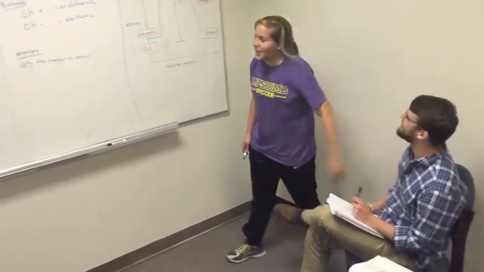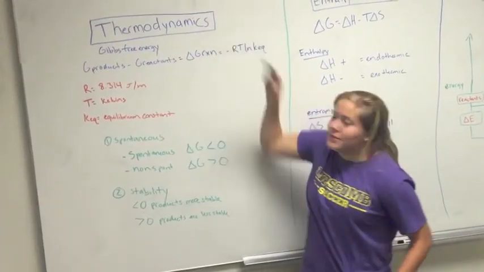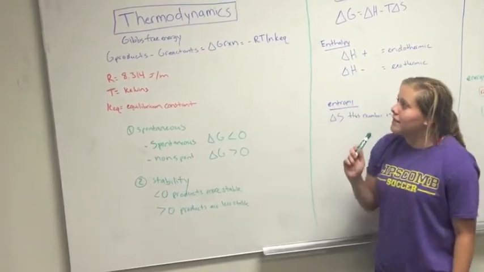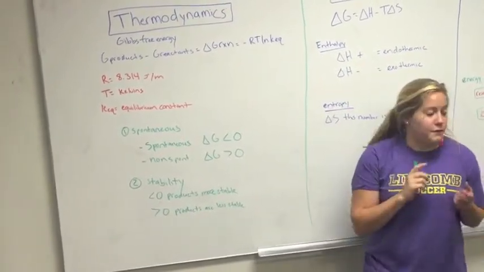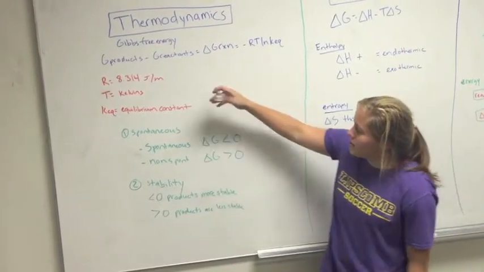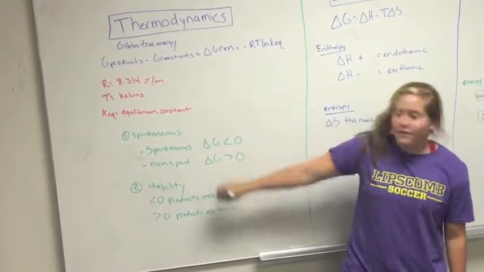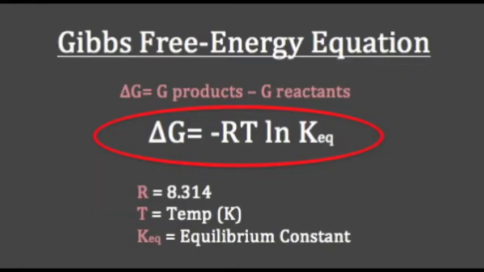I am. Alright. So thermodynamics relates to Chapter 6 through the Gibbs free energy equation. This equation is important for 2 reasons. Number 1, it shows the spontaneity of a reaction and the stability of the reaction. This looks like a confusing equation. However, a lot of these are just constants and you plug them in.